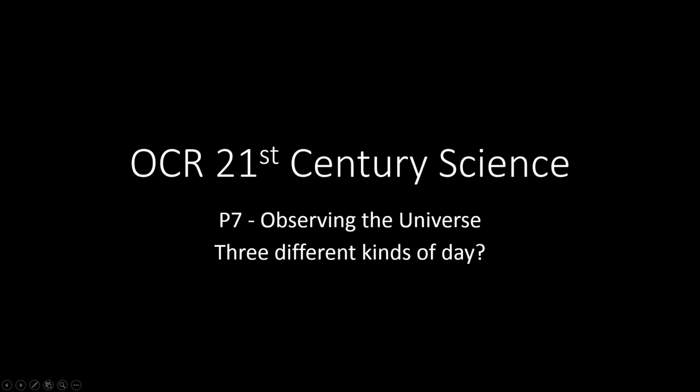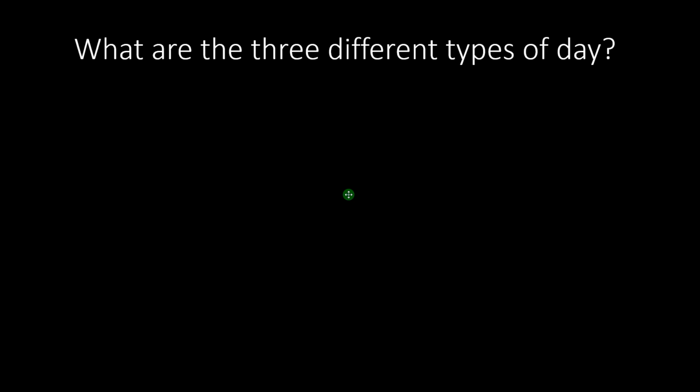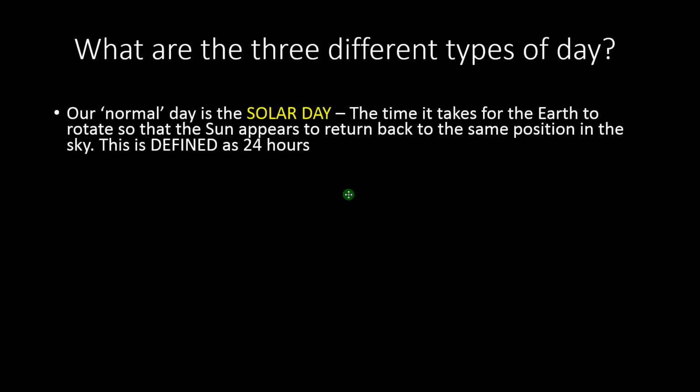Okay, so this video is about the three different types of day that astronomers use, which seems like a slightly bizarre concept, but it is important that you know the difference between them. So the basic idea here is that there are three types of day. The first one we call the solar day, and this is like our normal day. The time it takes for the Earth to rotate so the Sun appears to return back to the same position in the sky, remembering that most of the motion of objects in the sky is caused by the Earth's axial rotation. That's it spinning on its axis.